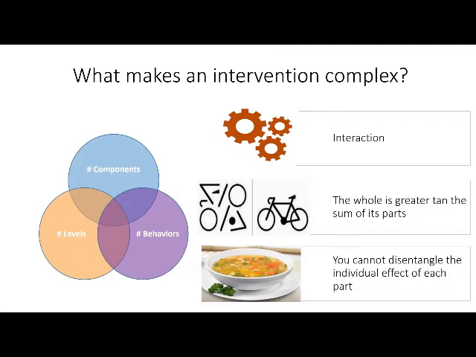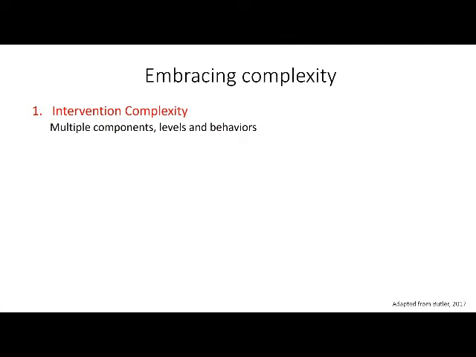It's like a soup. You can say a soup tastes really good, but you cannot separate the contribution of each ingredient. So this takes us to the concept of embracing complexity in implementation science. And I really like this concept because in implementation science, we usually work with complex interventions, and as we have just seen, we work with interventions with multiple components, multiple levels and stakeholders, and also we even target multiple behaviors as well.